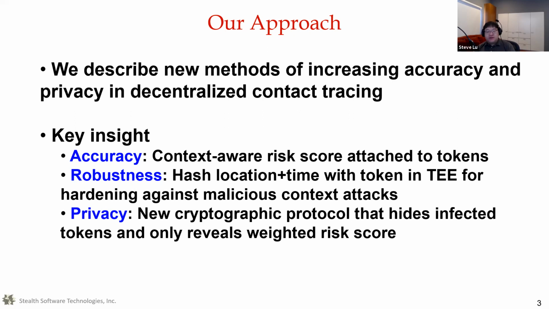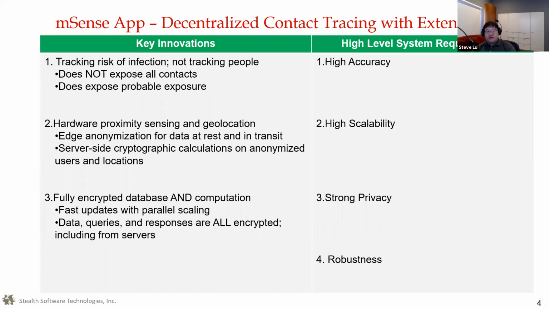So just real quick, the landscape of this and how it fits in with other things. For this, we're trying to track the risk of infection, not tracking people. So this does not expose the context. It does not expose precisely which token was the one that increased your risk score, but it does tell you the probable exposure overall.